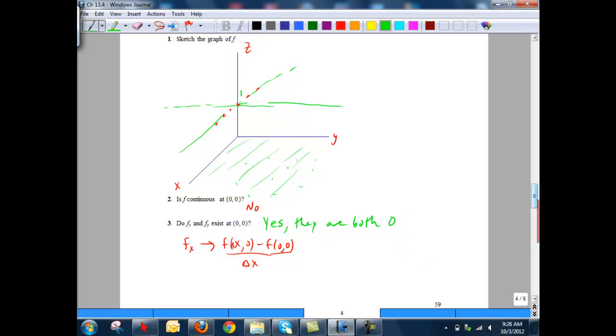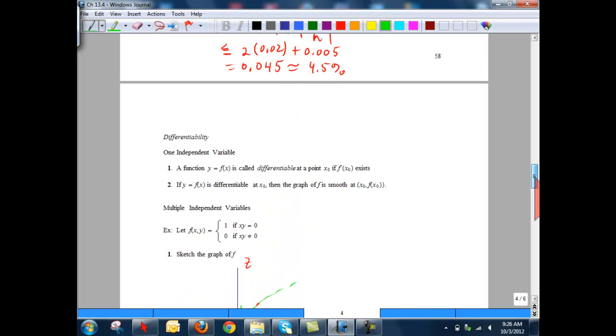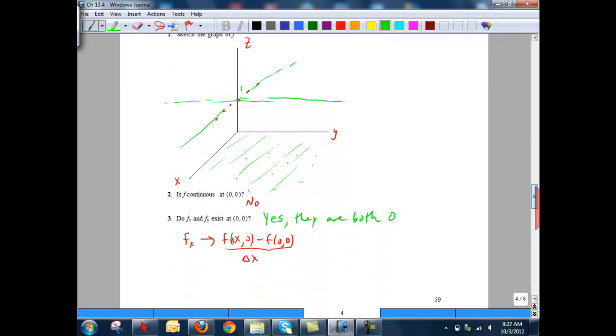And now, here's something weird. Both partials exist at the origin, and yet the function is not continuous at the origin. That's different than what we said up here. Before we said that if the derivative existed, then the graph would have to be smooth, and in particular it would have to be continuous. So the situation for functions of two variables is a little bit more complicated than for one variable.